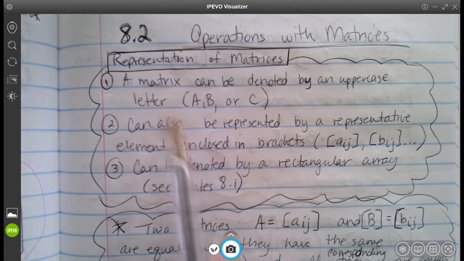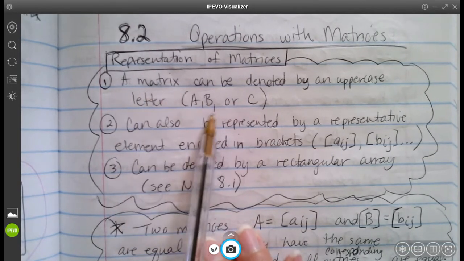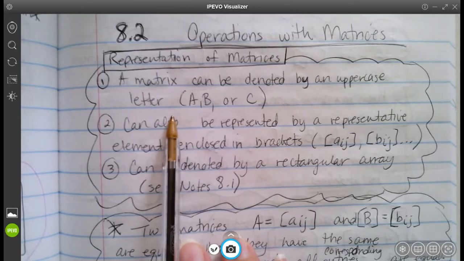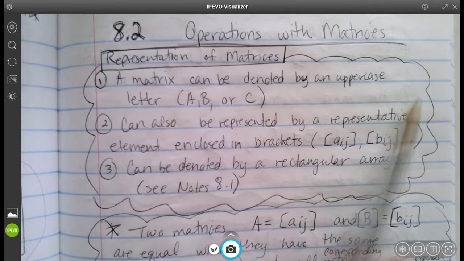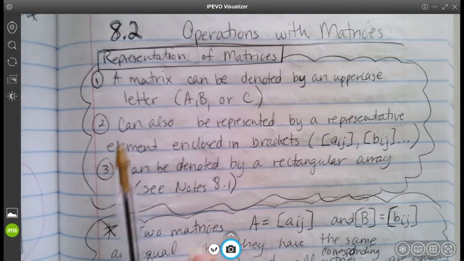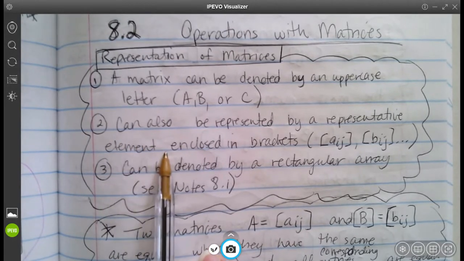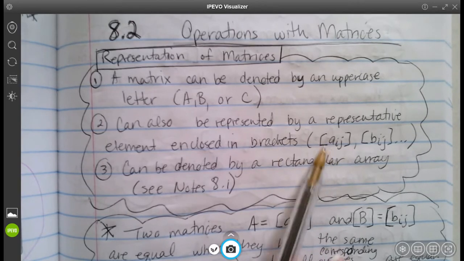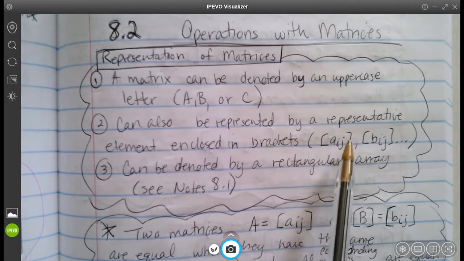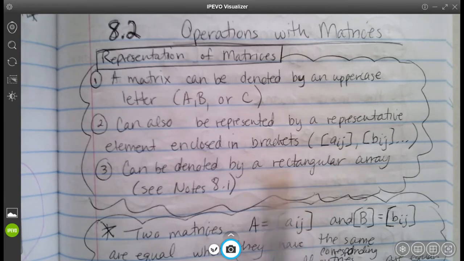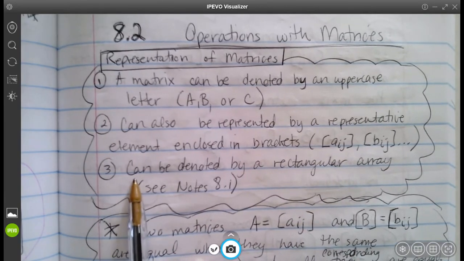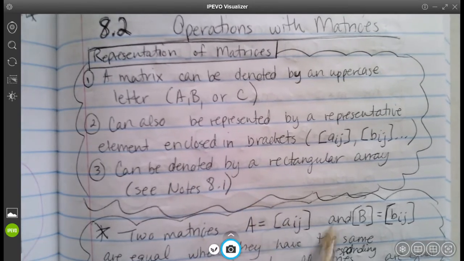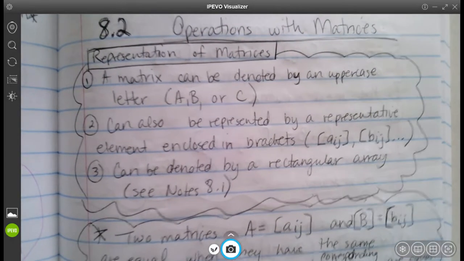Okay, so we can write a matrix using an uppercase letter such as A, B, or C to give it a name. So for example, we can say matrix A is all of this, okay? We can also use an enclosed element such as this that's in brackets. So we can also name it by this form as well. I'll go ahead and show you what ij mean in just a bit. And we can also do it as a rectangular array, which is what we did in 8.1, where you had those two really big bracket looking things and a bunch of numbers in between.